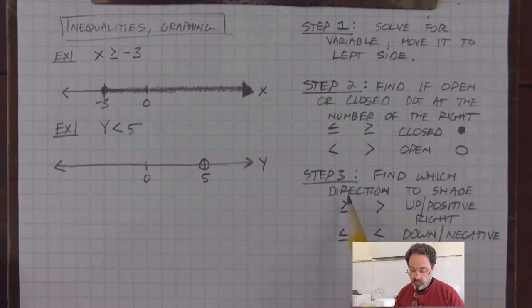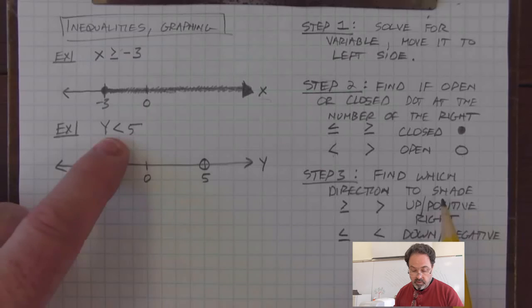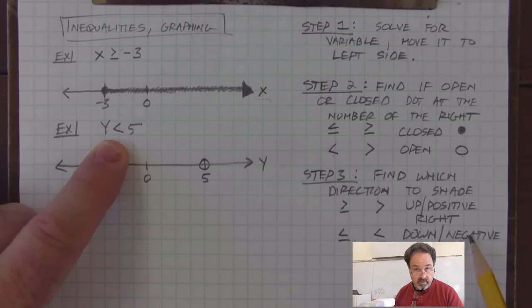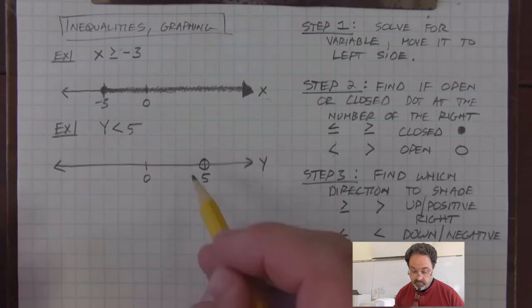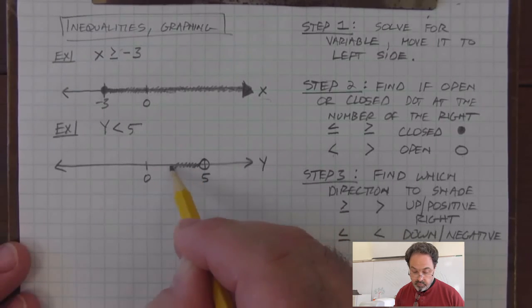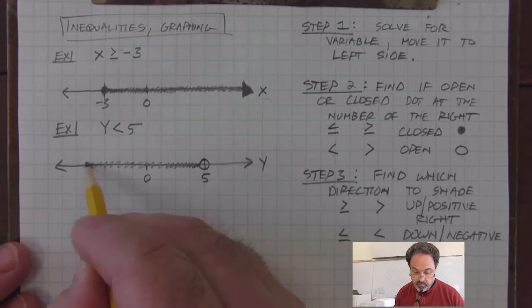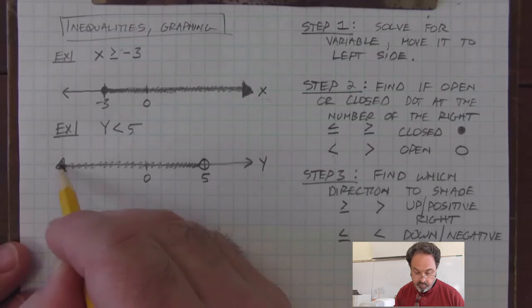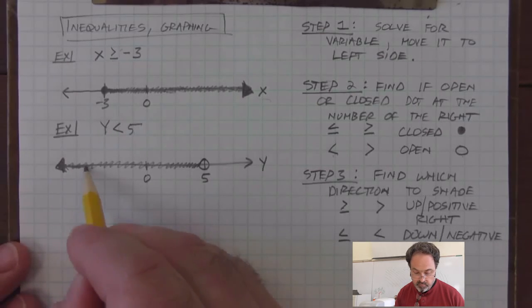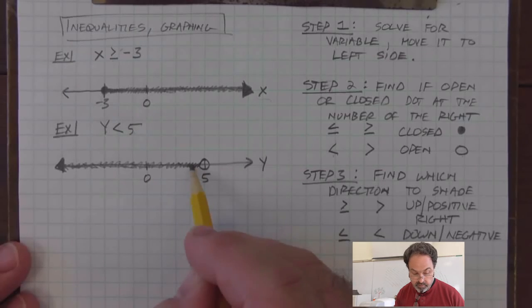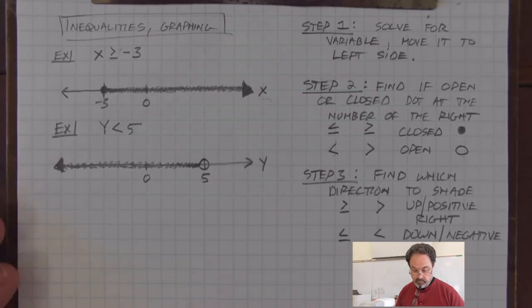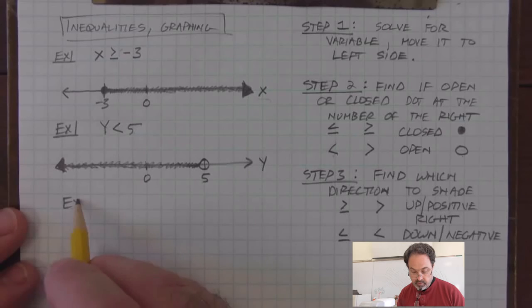Step number 3, find which direction to shade. Our inequality symbol is strictly less than, so we're going to shade down or in the negative direction or to the left. To include in our shading all those values of y, all the possible y values that are solutions to this inequality. Last example.